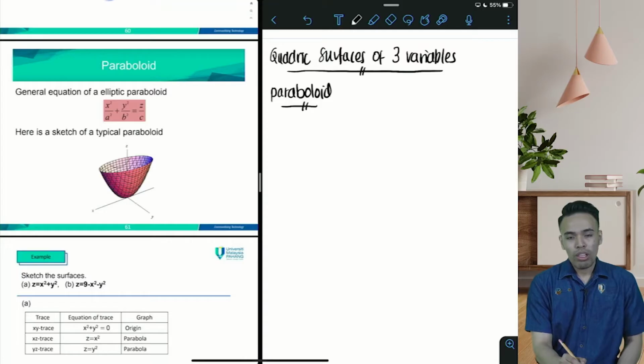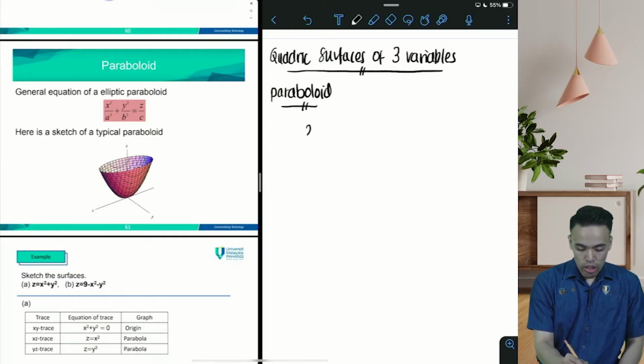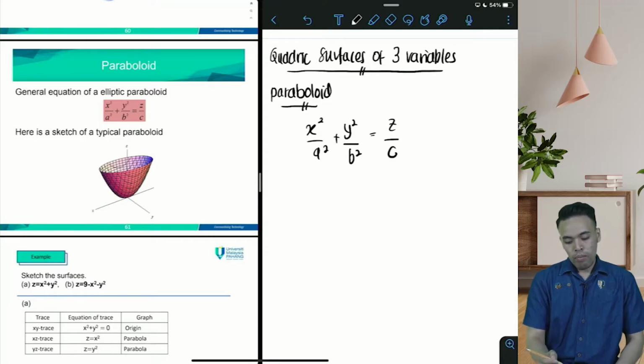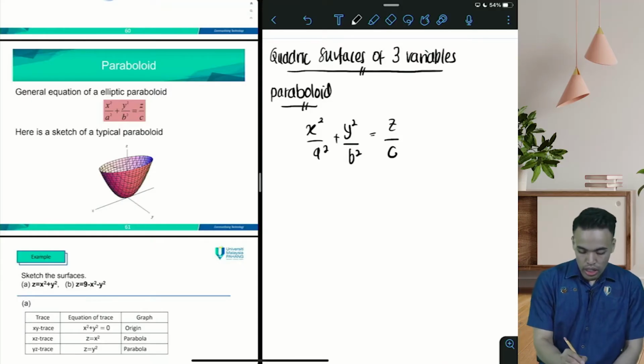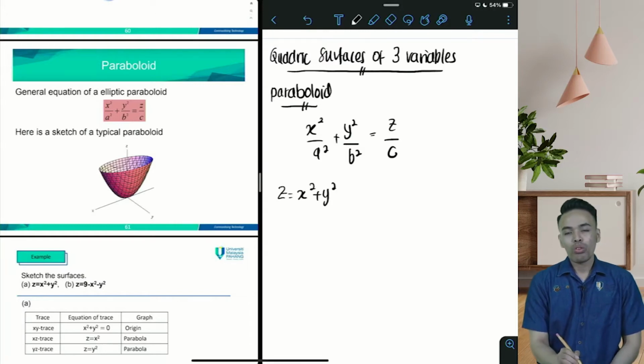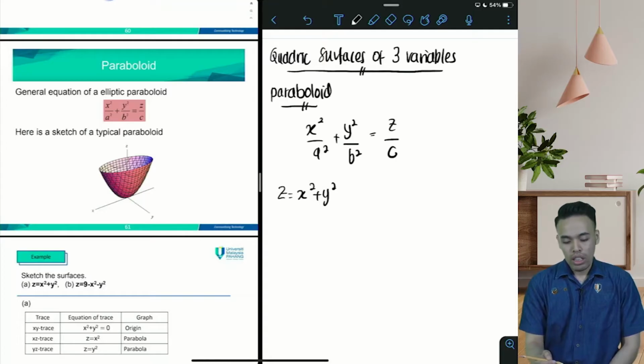As you can see from the slide, this is the general equation of a paraboloid: x squared over a squared plus y squared over b squared is equal to z over c. So let's learn how to sketch a paraboloid. Okay, let's say the question given to you is z is equal to x squared plus y squared. How do you go about this equation given to you?